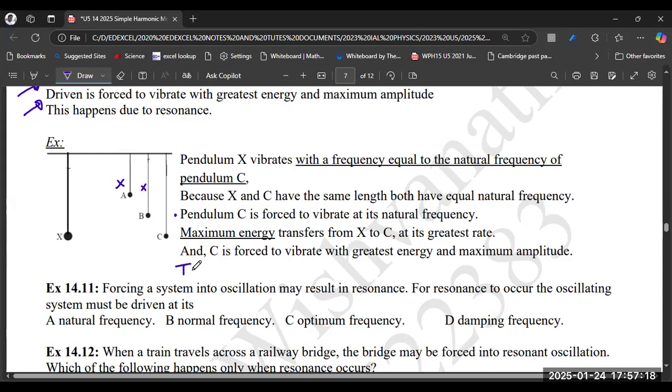Then finally, we'll add one that is also a mark point. This is due to resonance.